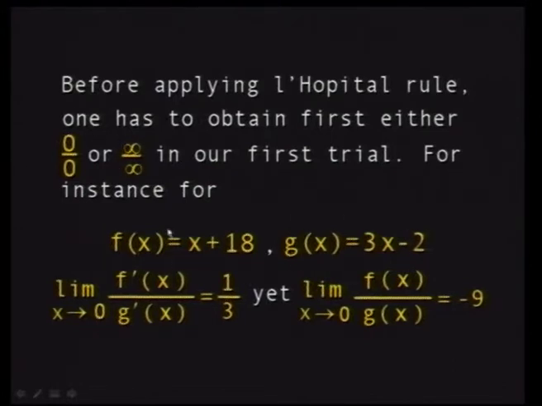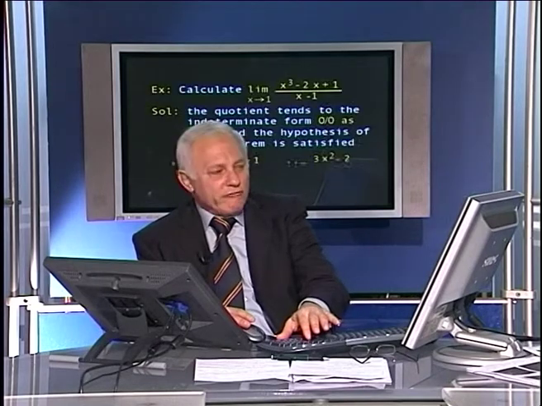For example, you have here the case where f of x is x plus 18, and g of x is 3x minus 2. Now, if you apply the derivative, you get 1 over 3, which is wrong. Yet the exact limit is equal to minus 9. All you have to do is substitute x equal to 0 in both the numerator and denominator. Why is it wrong? Why here it doesn't work? Because you have to make sure first that both tend to 0 simultaneously, which you haven't found here, and therefore this is wrong. You cannot differentiate before you first take the limit to make sure that they both tend to 0 over 0 or infinity over infinity.